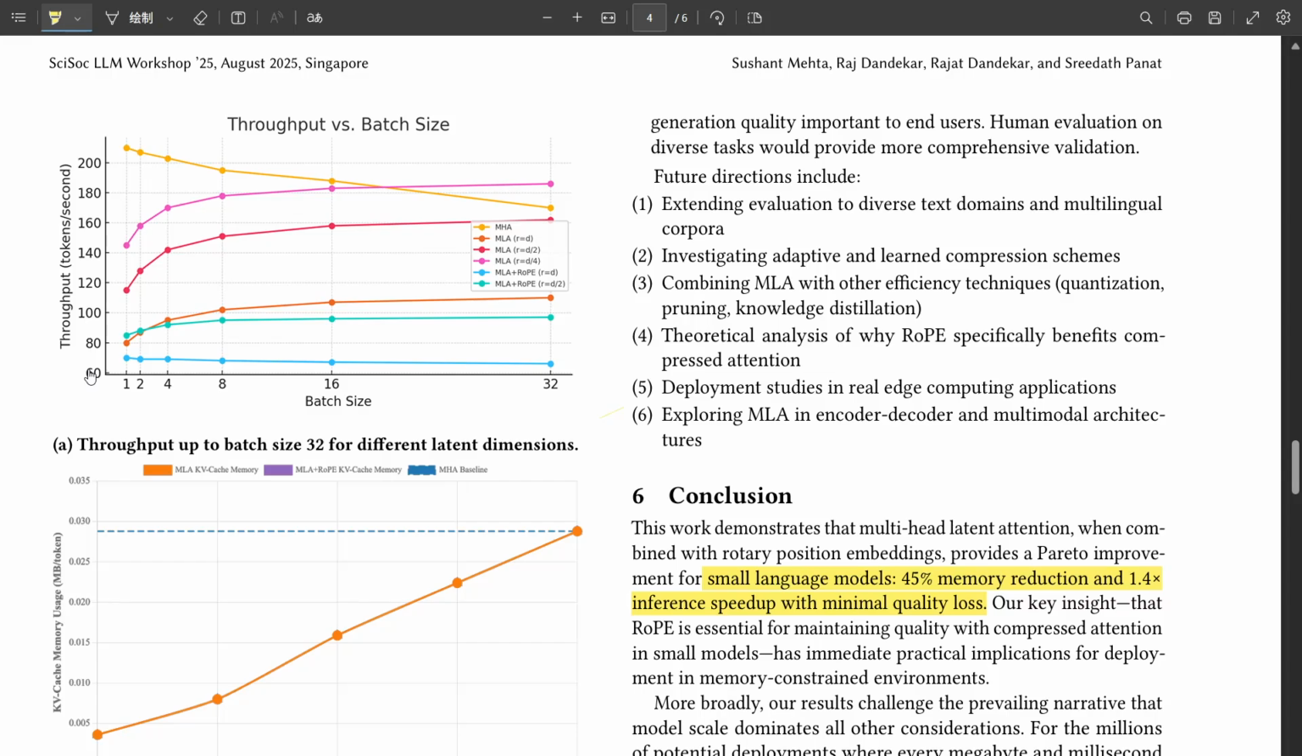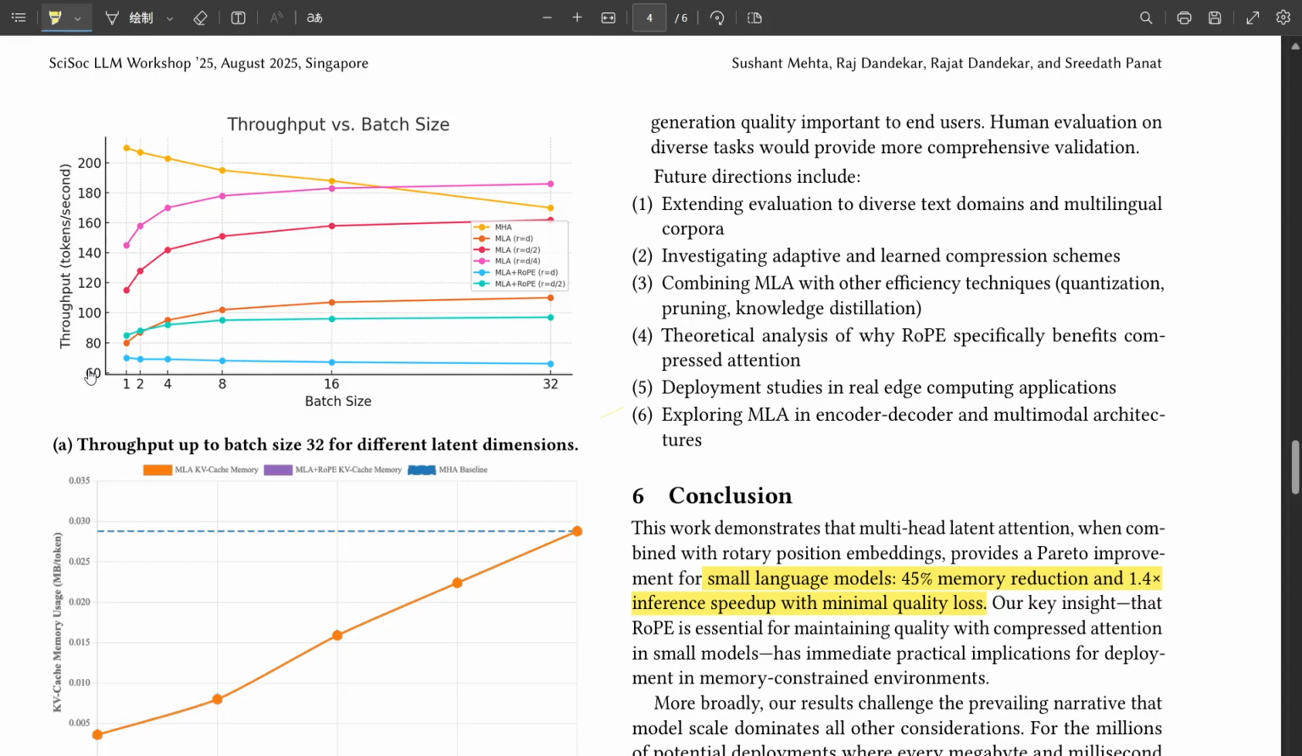It actually surpasses vanilla MHA. Surpasses it by how much? By about 2% lower validation loss, according to their results. Wow. So RoPE doesn't just fix the problem MLA might introduce on its own. It actually makes MLA better than the standard approach, even before you start compressing. That's quite counterintuitive. It is. It suggests a strong synergy.